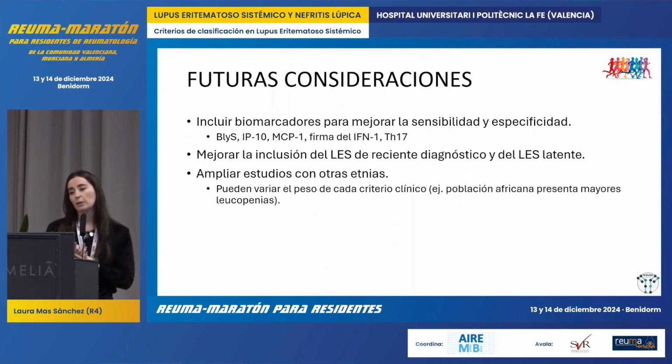As future considerations, they want to include in upcoming revisions, they mention the attempt to incorporate biomarkers. They list here some of the most relevant ones, but it's something that cannot be standardized across all laboratories. It can't be generalized. And so far, its study has remained somewhat limited. They also want to include, if possible, and further define the impact on newly diagnosed lupus cases, as well as promote the inclusion of latent lupus. And finally, they aim to expand these studies to include other ethnic groups, since they have observed that other ethnicities may have different profiles with different types of conditions that can influence and alter the weight assigned to each of the criteria.